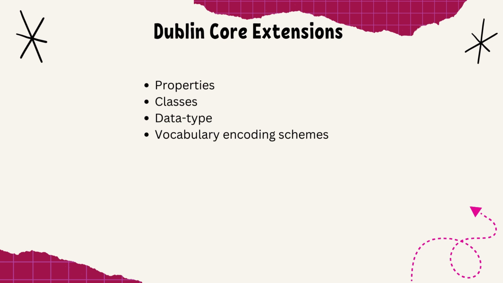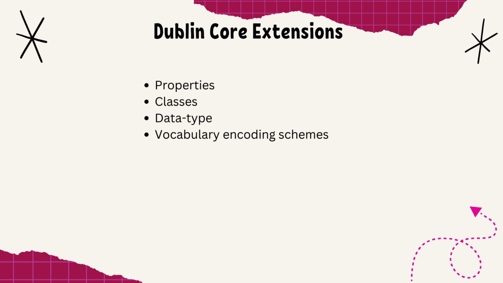Vocabulary encoding schemes provide standardized terms or codes for the values of properties. These schemes ensure consistency and interoperability by using controlled vocabularies or a predefined set of terms. Vocabulary encoding schemes are used to provide consistent and standardized values for metadata elements, improving accuracy and facilitating better data sharing across different systems.